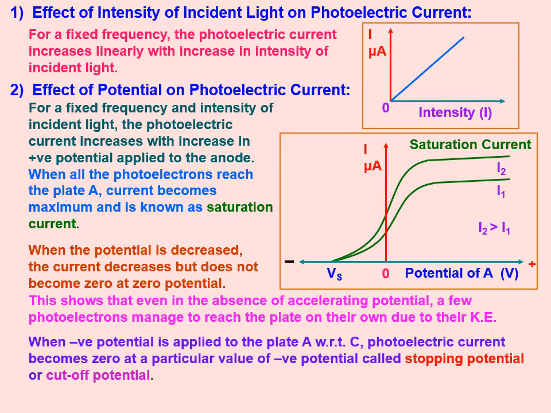So when negative potential is applied to the plate A with respect to C, the photoelectric current becomes zero at a particular value of negative potential, and this potential is called stopping potential or cut-off potential. So intensity of incident light does not affect stopping potential.